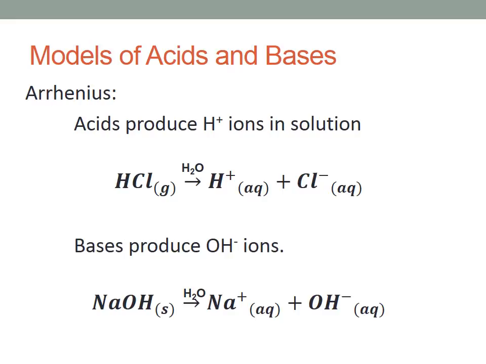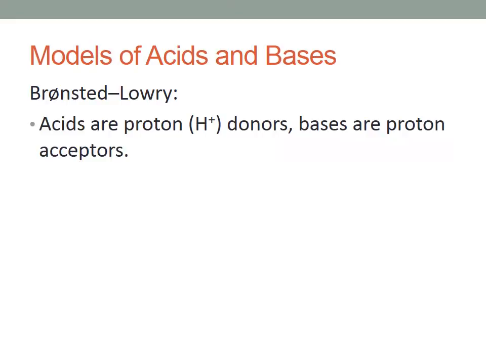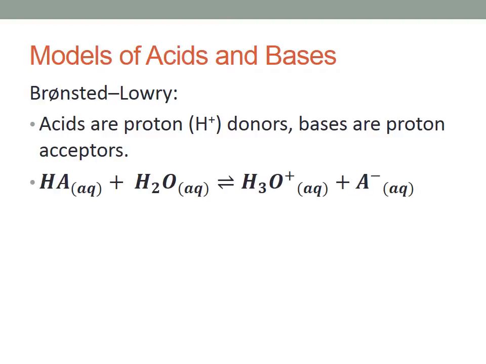So a more general definition was developed by Johannes Bronsted and Thomas Lowry, which we call the Bronsted-Lowry definition. According to this, acids are proton donors, and when we say a proton, we talk about a hydrogen ion, and bases are proton acceptors. So in this model here, we have our acid and water is acting as our base. Our acid will donate a proton, and water, which is acting as a base, will accept the proton to become the hydronium ion. Now the acid is just left with the A minus.